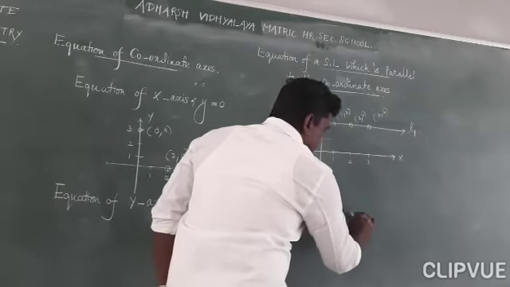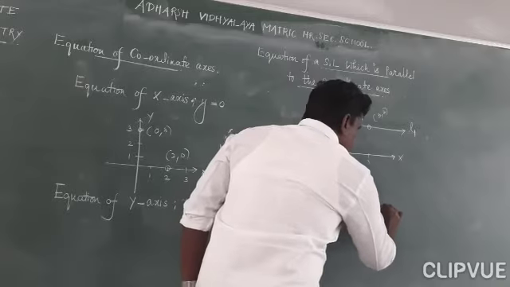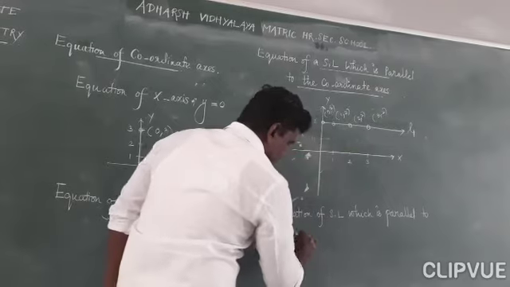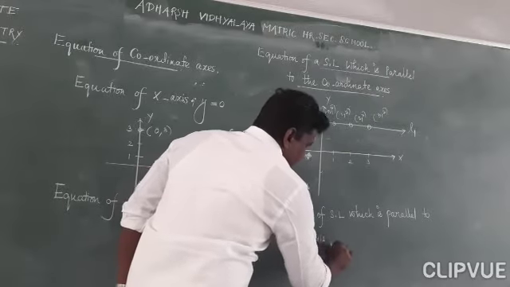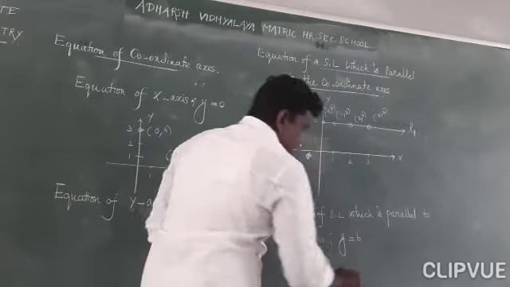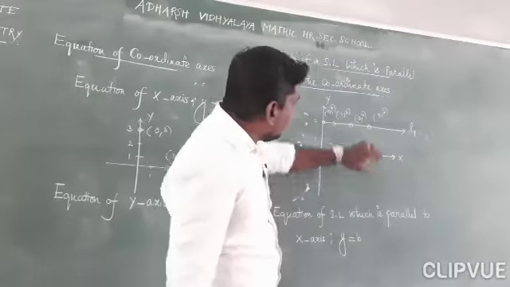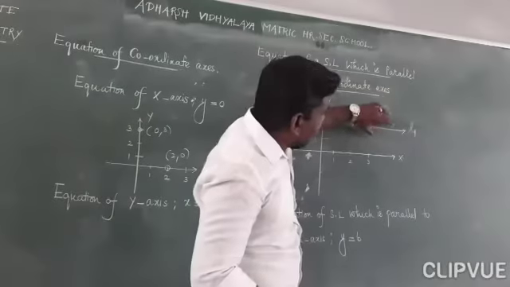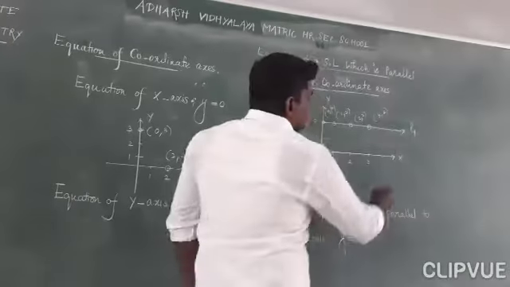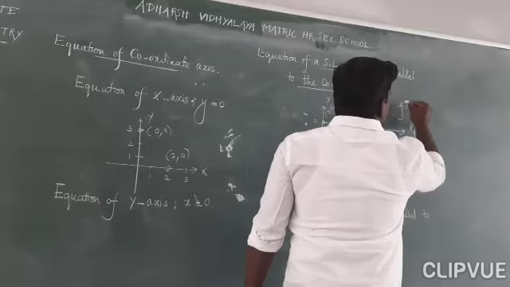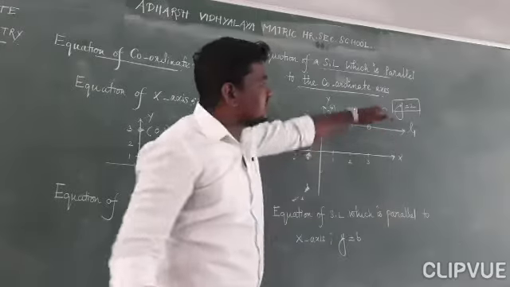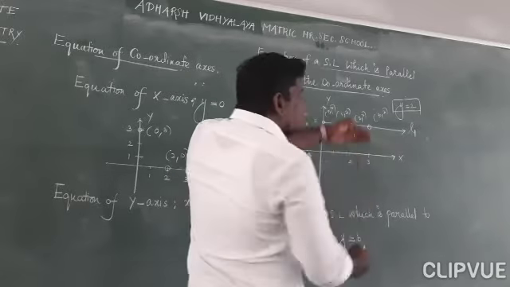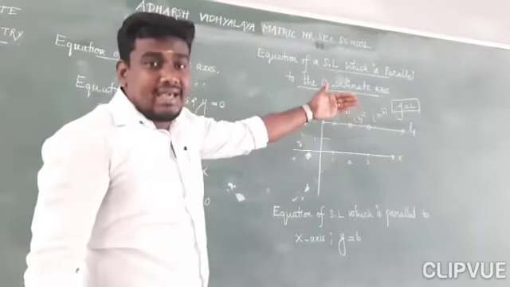Equation of the straight line which is parallel to the x-axis, that is y is equal to b. The b is the constant. Look at this, here 2 is the constant. So if they ask to find the equation of the straight line L1, you say y is equal to 2. This is the equation of the straight line. Here the straight line L1 lies above the x-axis.